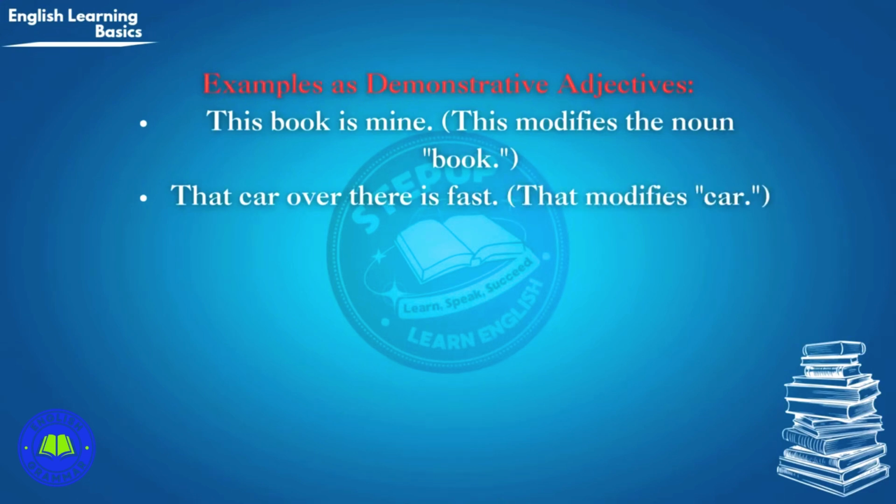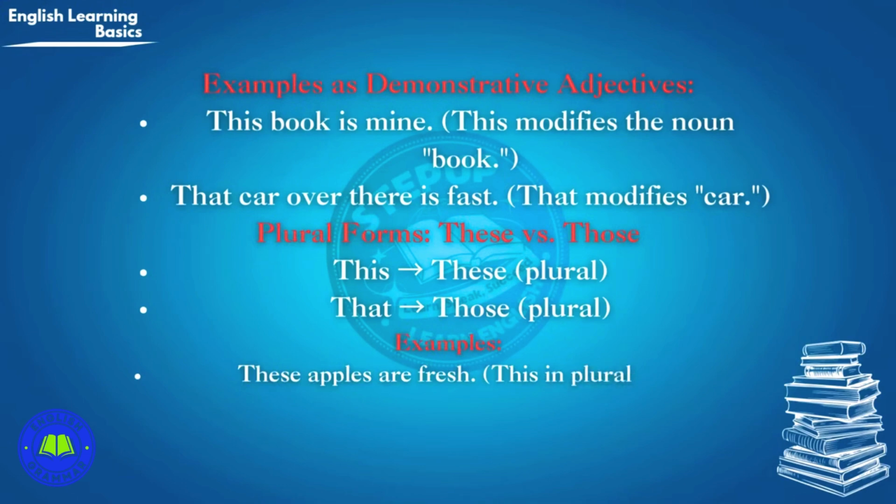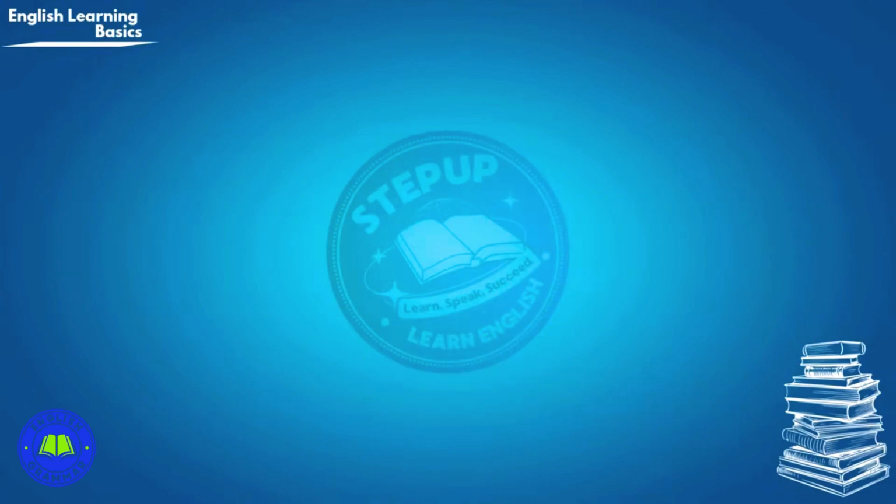That modifies car. Plural forms, these versus those. This, these, plural. That, those, plural. Examples: these apples are fresh. This in plural form. Those mountains look far away. That in plural form.